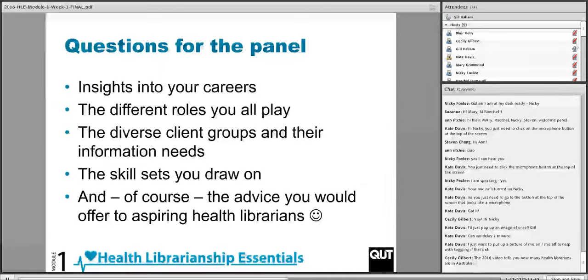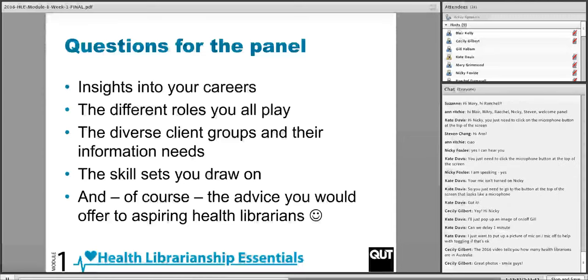The questions for the panel are going to cover these topics: some insights into your careers, the different roles that you all play, considering the different client groups and the information needs, and very importantly, the skill sets that you draw on. And we'll conclude with some little gems of advice that you might like to offer aspiring health librarians.